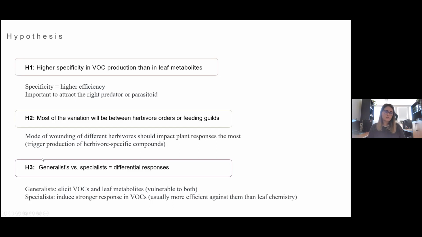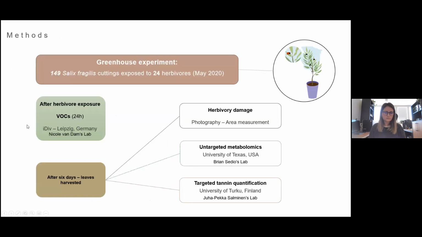And also we infer that generalist versus specialist insects will have differential responses. So specifically, we expected that generalists will be eliciting VOCs and metabolites more or less equally, because they are usually vulnerable to both, while specialists will induce stronger responses in VOCs, because usually VOCs are more efficient against them than the leaf chemistry.